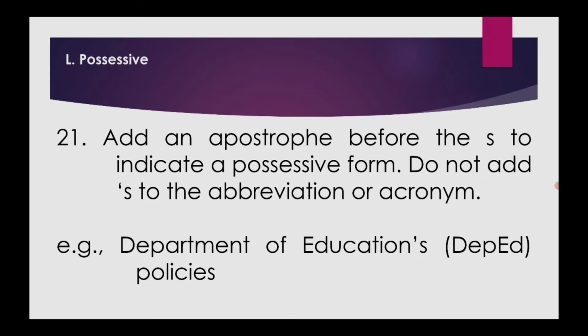Possessive. Add an apostrophe before the s to indicate a possessive form. Do not add apostrophe s to the abbreviation or acronym. For example, Department of Education's policies. So the abbreviation there, DepEd, has no apostrophe s.